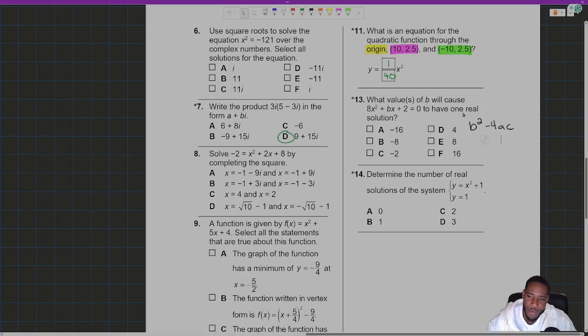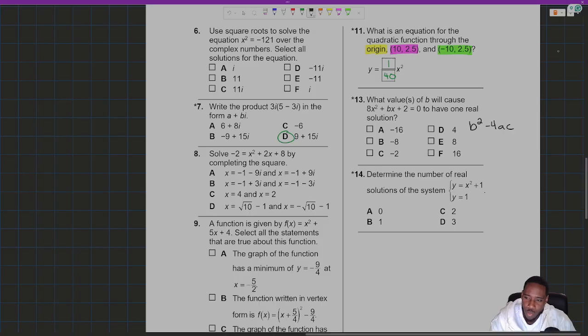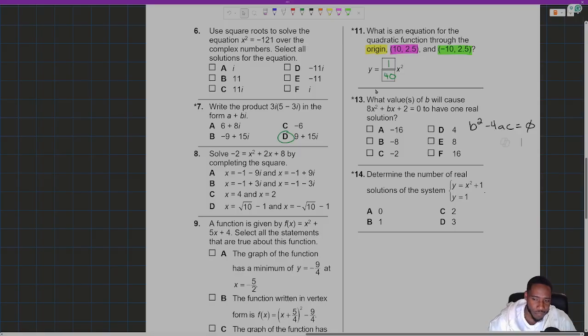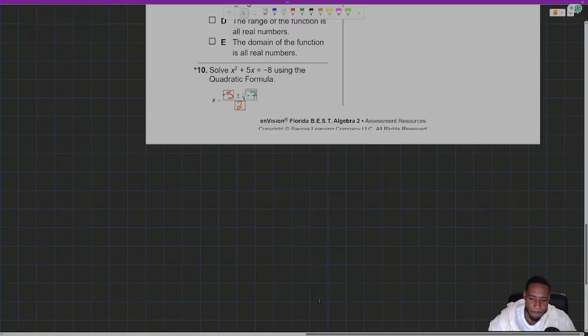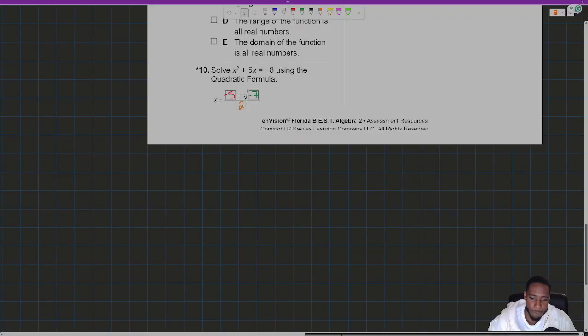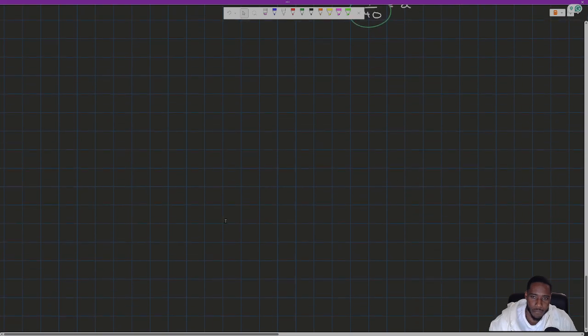They're asking for when this graph would have one real solution. And that's true if the discriminant, when you plug in b, a, and c, is equal to 0. All right? So all they're asking us to do is pick a value for b that would make the equation equal 0, this specific one over here. So we're going to do that. So 8x squared plus bx plus 2. And we're plugging in for b squared minus 4ac.